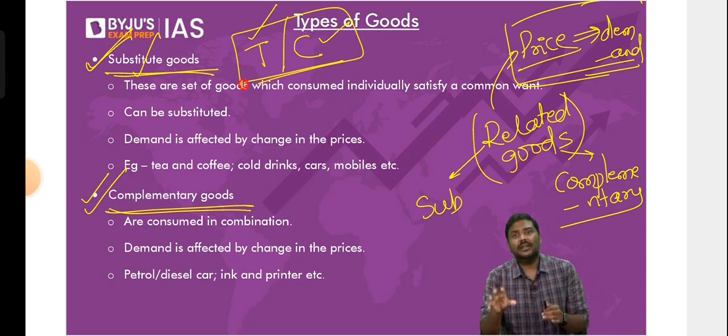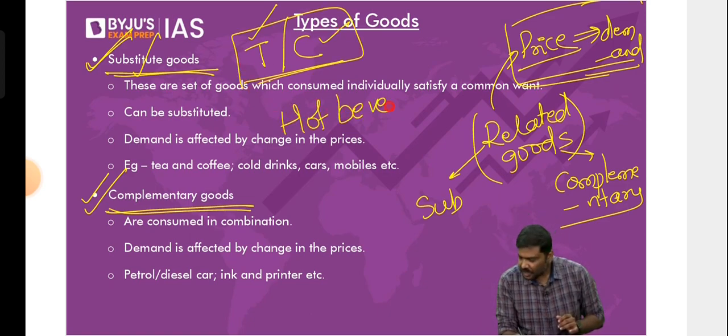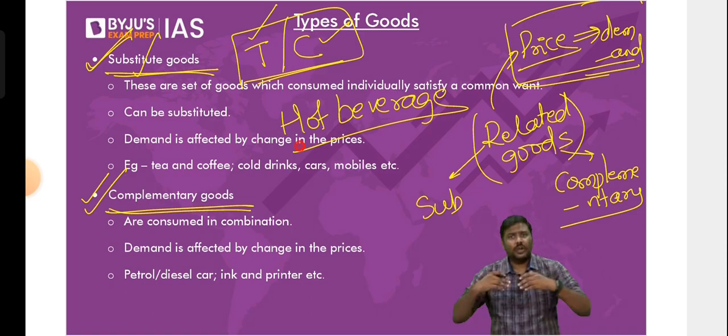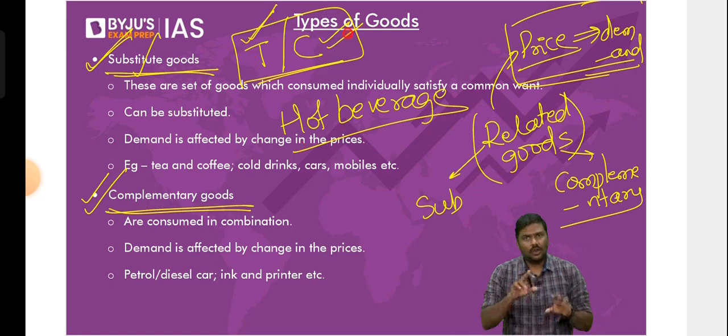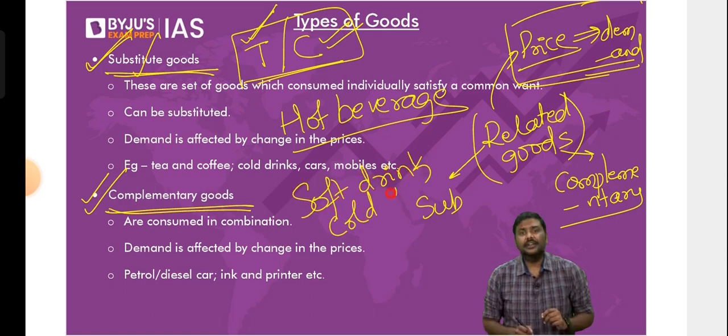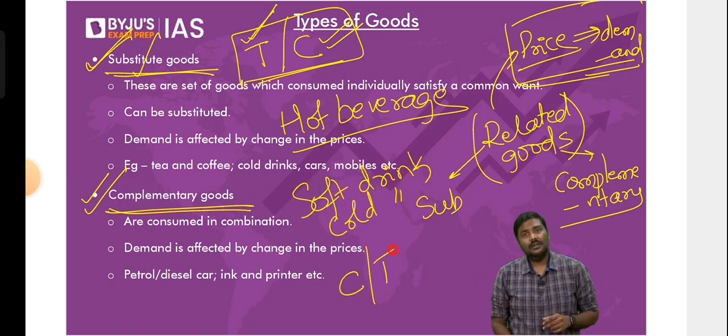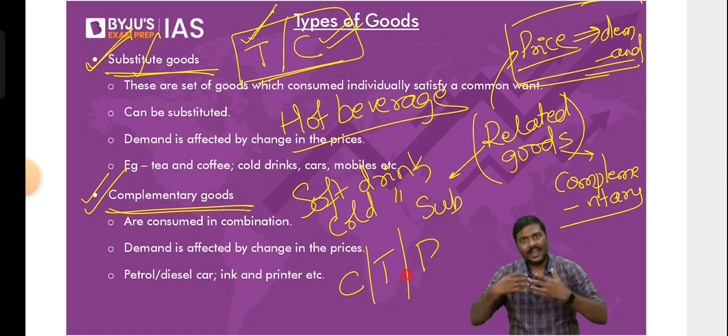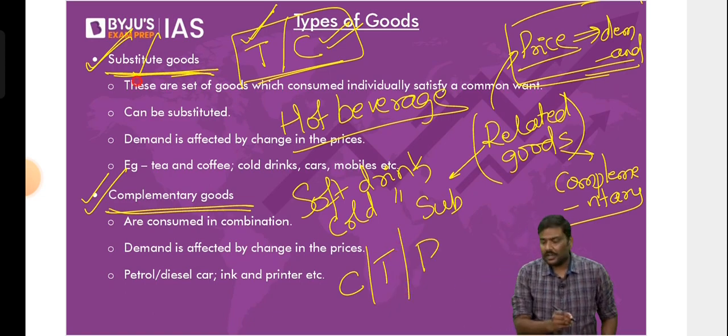Because right now, what is the requirement? You feel like having a hot beverage. Have you understood this? You want to have a hot beverage, and when you want to have a hot beverage, you'll either drink tea or you'll drink coffee. You'll not mix both of them. That's the first one. Now, you want to have a soft drink or cold drink. What will you drink? Either you drink Coca-Cola, Thums Up, or let's say Pepsi, or do you purchase all three, mix all of them and drink? You do that? No.